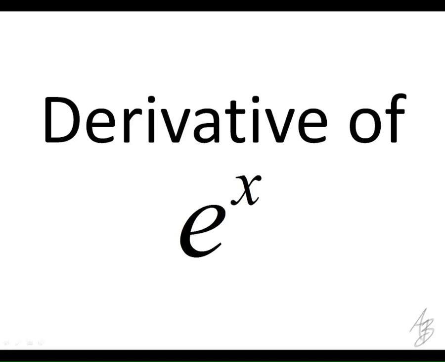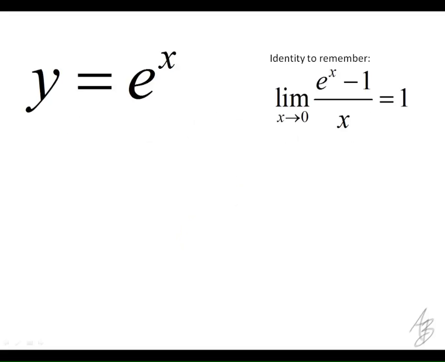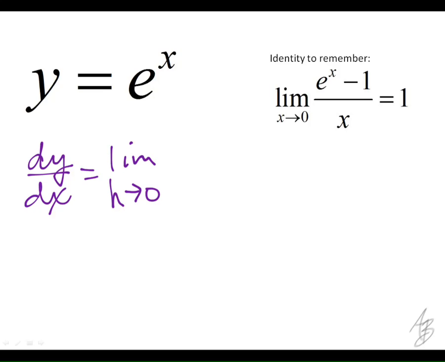In this video we're going to evaluate the derivative of e to the x, and to do that we are going to use a limit definition of the derivative. So if we let y equal e to the x, then we know that dy dx is going to equal the limit as h approaches 0 of f of x plus h. In this case that's going to be e to the x plus h minus f of x, that's e to the x, all over h.